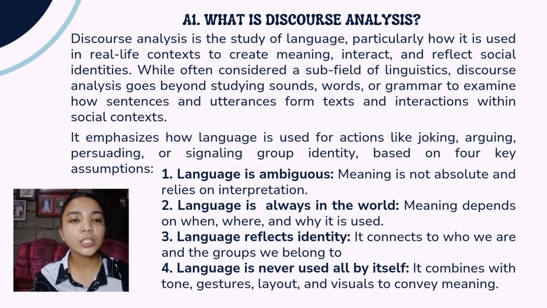The text highlights four key ideas about language. First, language is ambiguous. Words and sentences rarely have a single, fixed meaning. Understanding requires interpretation based on context and intention. Example is, do you have a pen? Might mean a request or simply asking about possession depending on the situation.